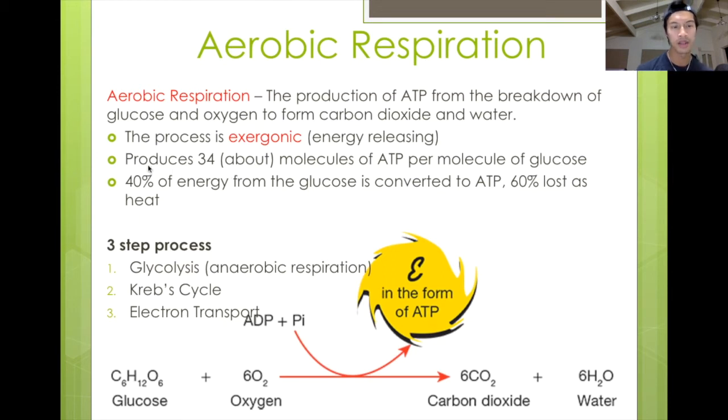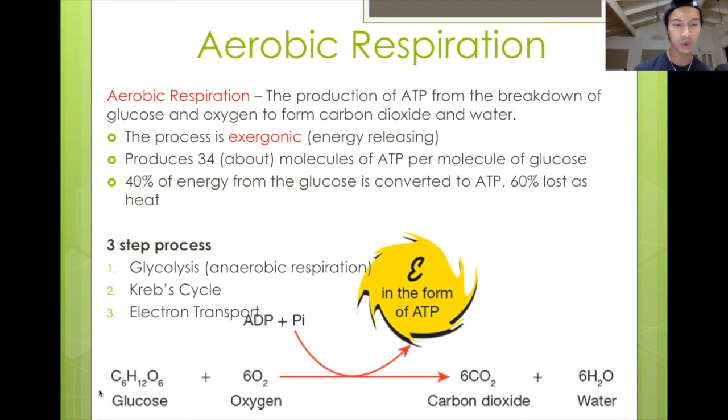There's a three-step process for aerobic respiration: glycolysis, which is also present in anaerobic respiration; number two, the Krebs cycle; and the third one, the electron transport chain, or simply the electron transport. You will need to know all three of these processes in quite a bit of detail, so make sure that you keep track of the outcomes and the products in each one.